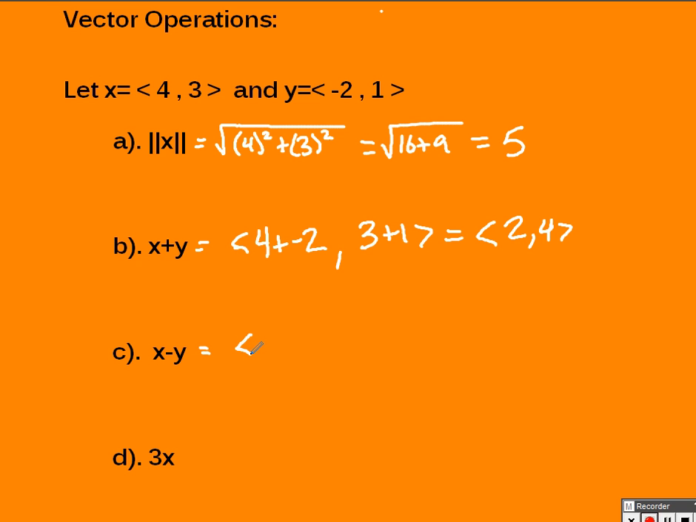For x minus y, same idea, except you're going to subtract those two values in between. So we'll end up getting 6, why did I write 6 minus 2? It should be 6 minus 1 to equal 2 on that one. And the final one, 3 times x, just multiply each of the components in x by 3. Just that simple. So 12 and 9. And there's your basic vector operations.